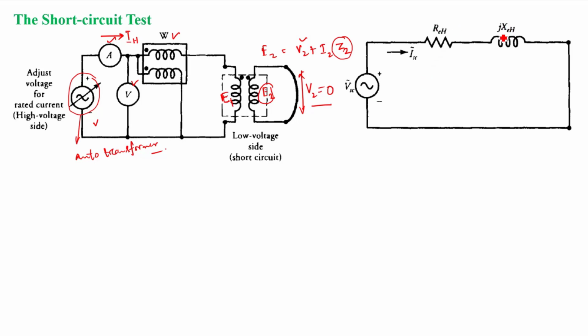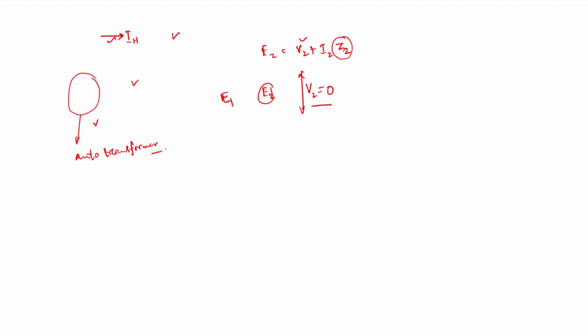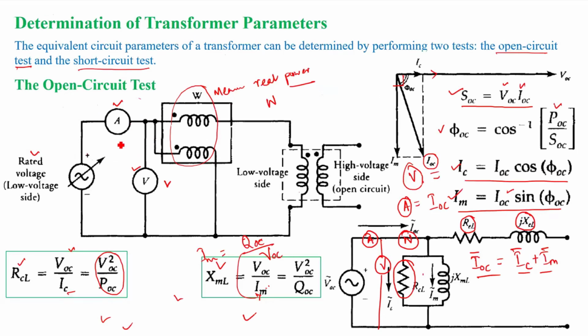REH and jXEH will be in series, and the secondary side is short circuited. This circuit is referred to the high voltage side because all the experiments we are doing are on the high voltage side. In the open circuit case, we were doing all the experiments on the low voltage side, therefore that circuit was referred to the low voltage side, right?